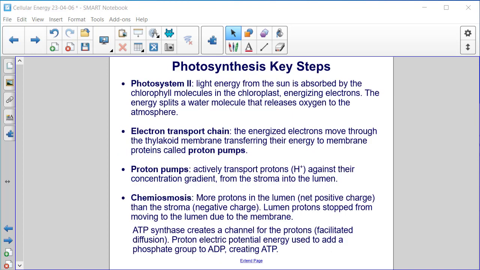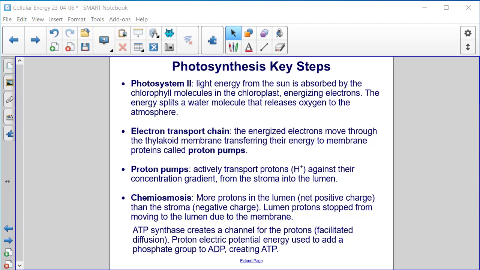Photosynthesis key steps. Photosystem 2. Light energy from the sun is absorbed by the chlorophyll molecules in the chloroplast, energizing electrons. The energy splits a water molecule that releases oxygen to the atmosphere.